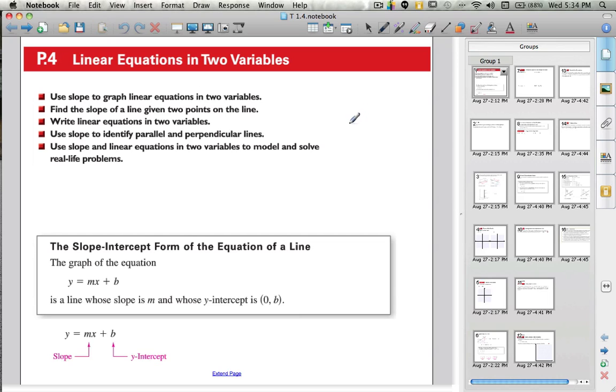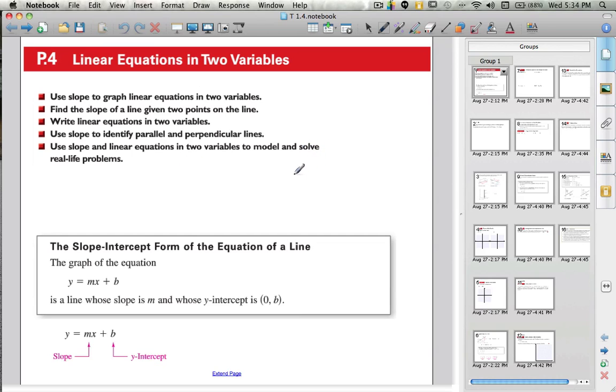In section 4, we're going to be looking at linear equations in two variables. We've done a little bit of that already, but we're going to be talking specifically about slope: how do we calculate slope, how do we use slope to graph equations, how can we write equations given supplied information, how can we use the slope to help us identify parallel and perpendicular lines, and then how can we use slope and linear equations to model and solve problems.